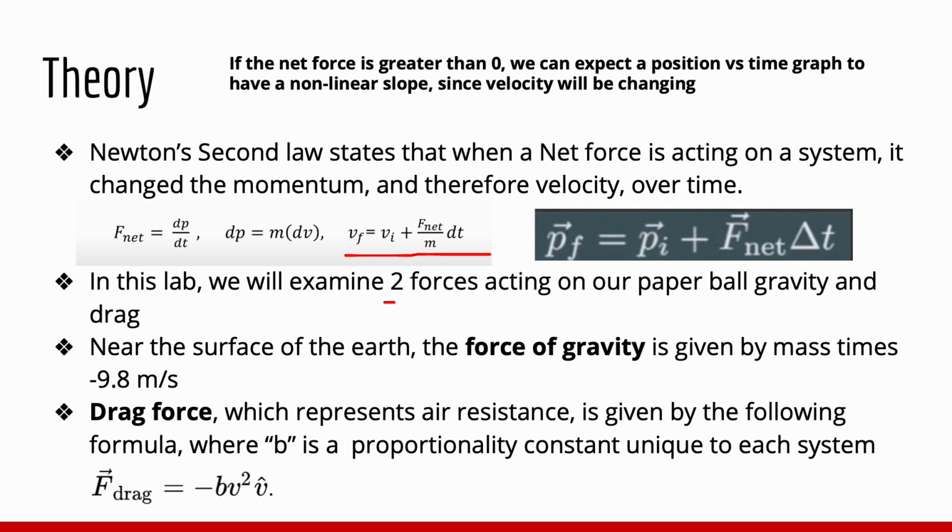Near the surface of the Earth, the force of gravity is given by mass times negative 9.8 meters per second squared. Drag force, which represents air resistance, is given by the following formula, where B is a proportionality constant unique to each system, and this is given by negative B times the velocity squared times the unit vector of velocity.